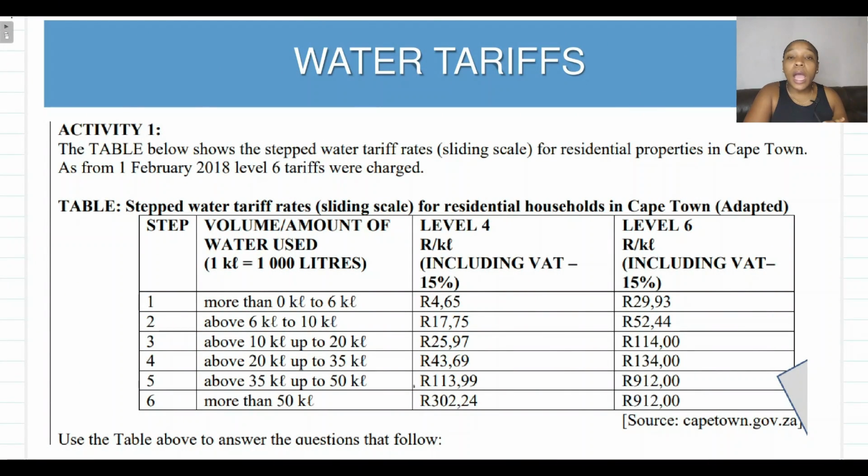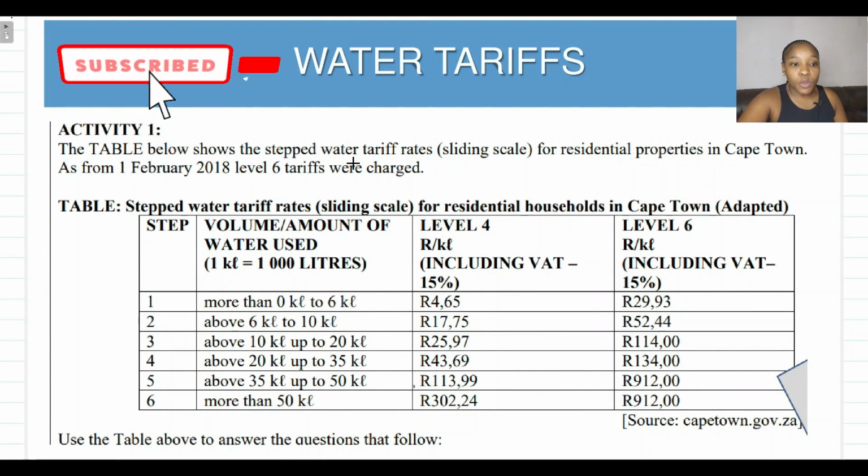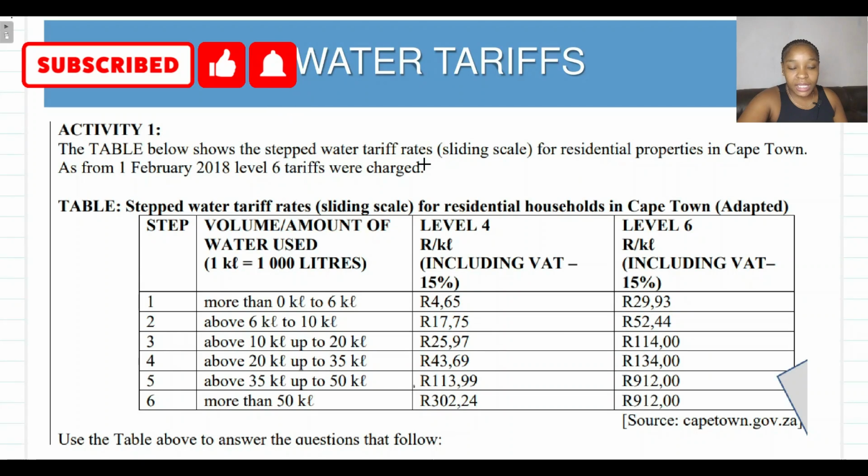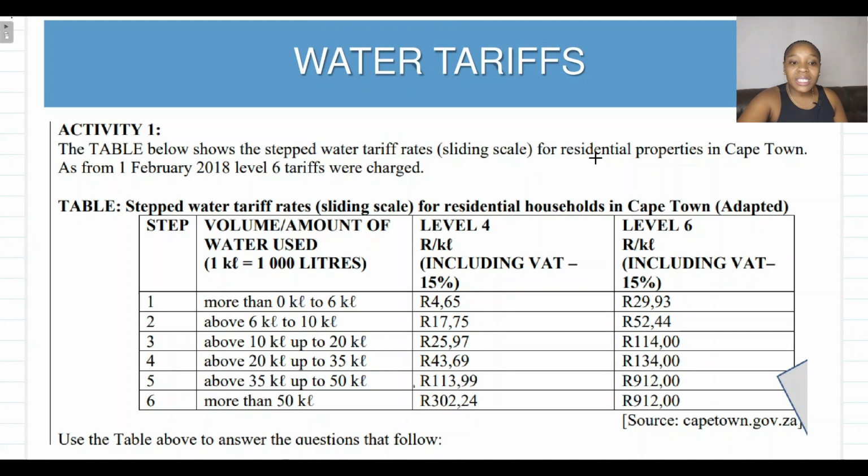Activity together, right? The table below shows the stepped water tariff rates sliding scale for residential properties in Cape Town. As from the 1st of February 2018, level 6 tariffs were charged. The table shows the stepped water tariff rate sliding scale for residential houses in Cape Town. So this is basically the step that has been given to us. We are given 6 steps, right?